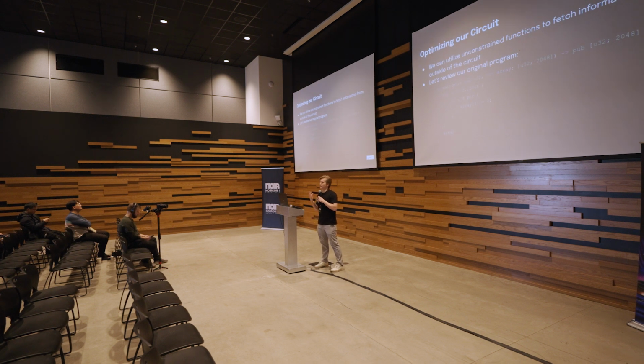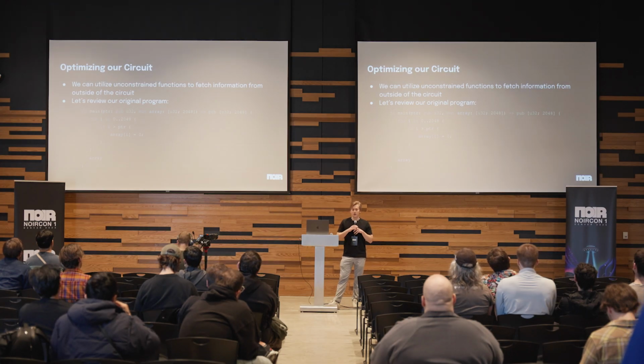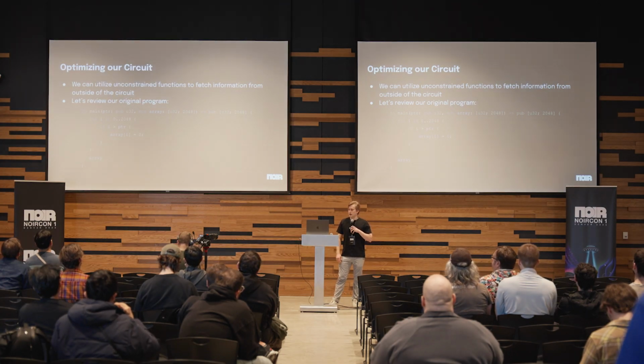So now let's actually optimize our circuit and look at what the flame graph might switch into. So we're going to use unconstrained functions. This is the ability to now exit our circuit and compute something outside of the circuit. If you're unfamiliar with unconstrained functions, I recommend going to the Noir docs where there's a primer on it, but I'm not going to be going over that here.